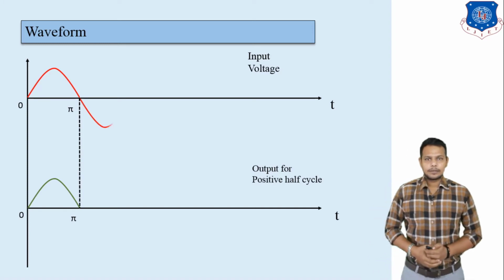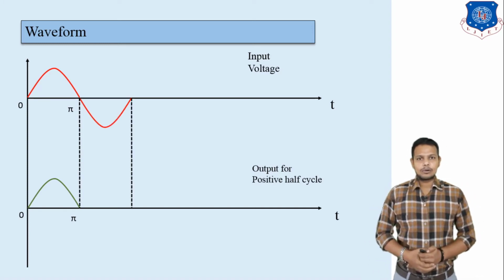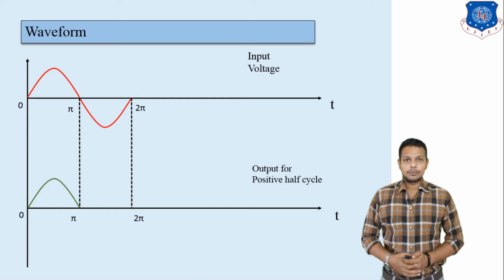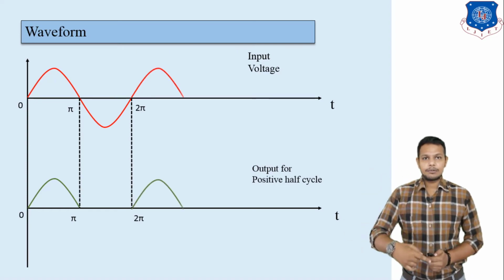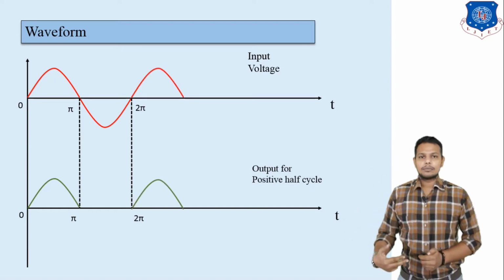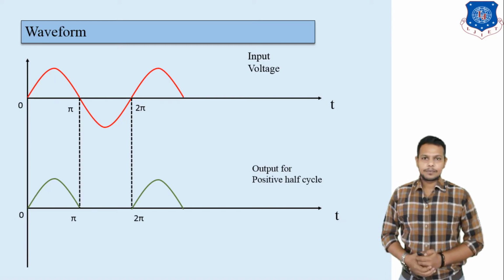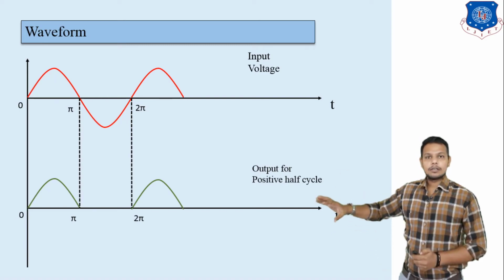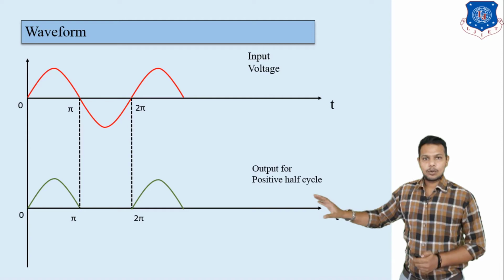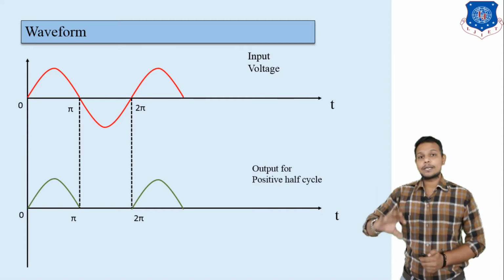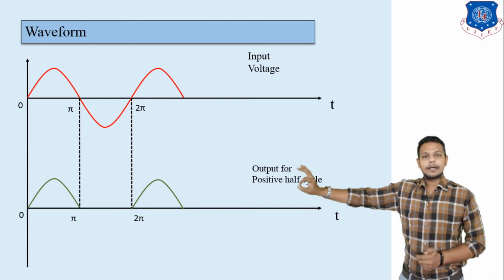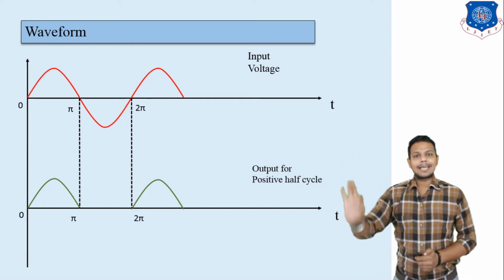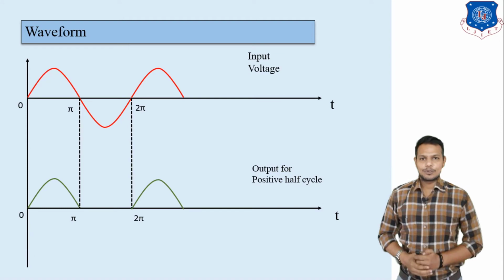Now let us discuss another positive waveform. Similarly, we will get it from the output side. So this is for the closed circuit, or we can say this is for the positive half cycle. Whatever you apply at the input side, you will get the same from the output side. So this is the waveform of the closed circuit.